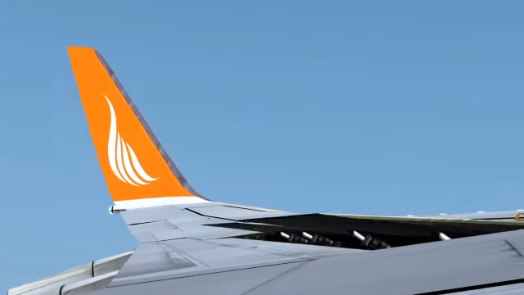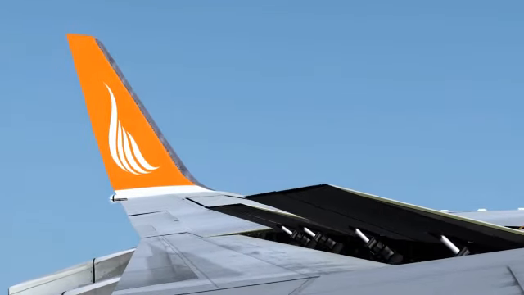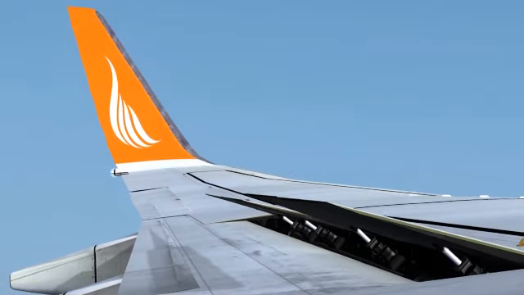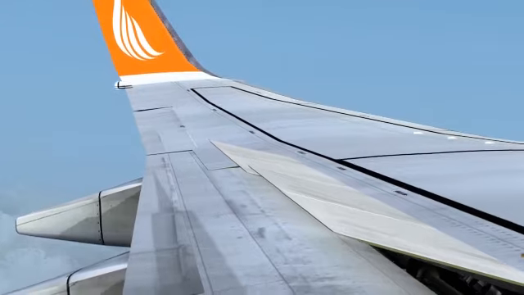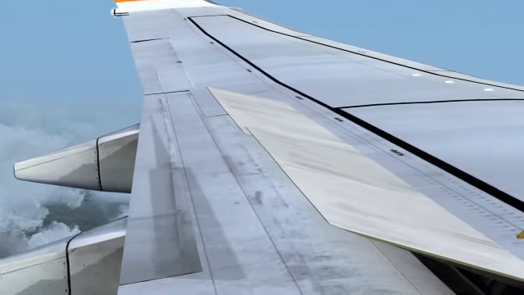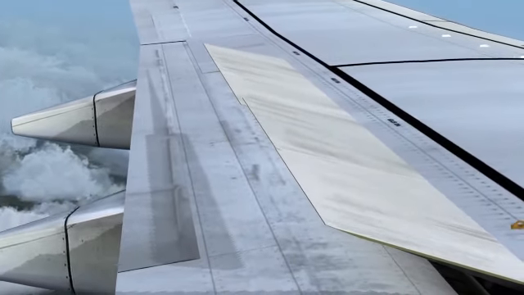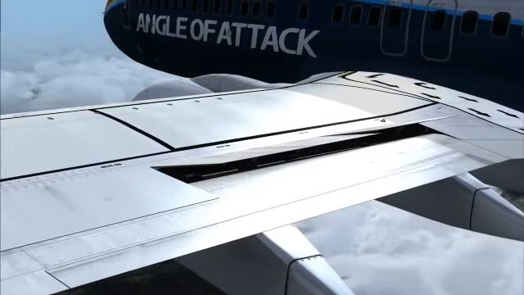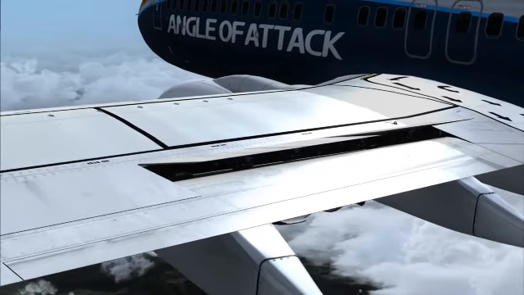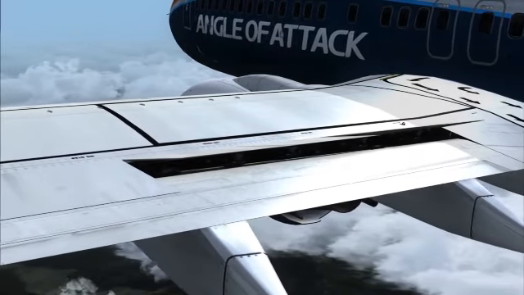Spoilers have a contrary effect to flaps and slats. They are panels on the upper surface of a wing that extend upward to disrupt the smooth airflow over the wing. As their name states, they spoil lift generation. When they're extended, immediately behind them a controlled stall is induced, thus creating enormous amounts of drag.